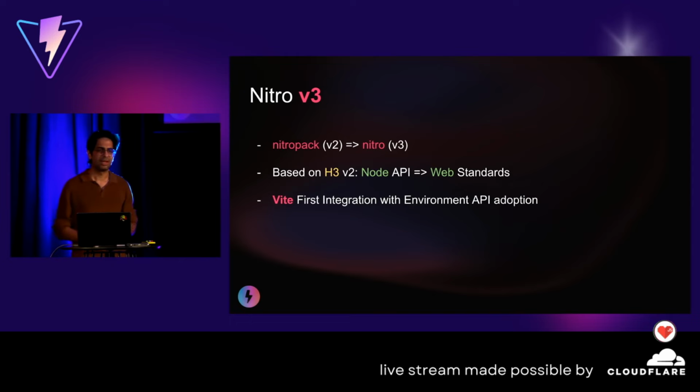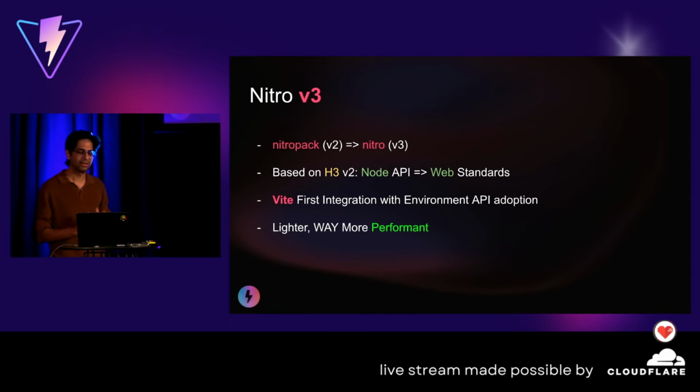Nitro 2 was based on Rollup with a complex setup because it was the fastest also. But now we can bet on Vite. So it's completely based on Vite and then Vite Environment API. It's way, way lighter. I will show you more in the slides. One of the compatibility layers we made is basically the fastest compatibility layer you can make on Node for web APIs in the market.